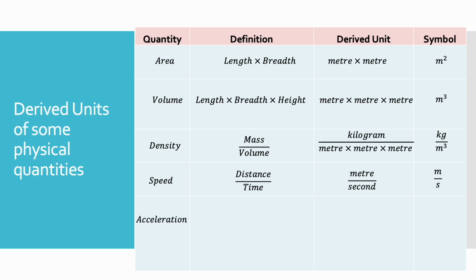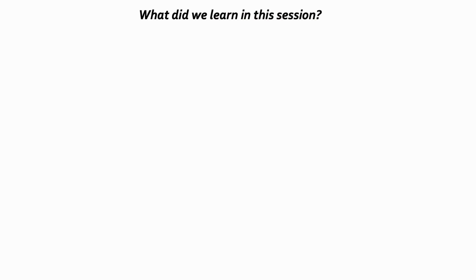Acceleration is the change in speed divided by time. That means it's meter per second, or we can write it as meters per second squared. So, in summary, by combining fundamental units in different ways, we get new units called derived units.